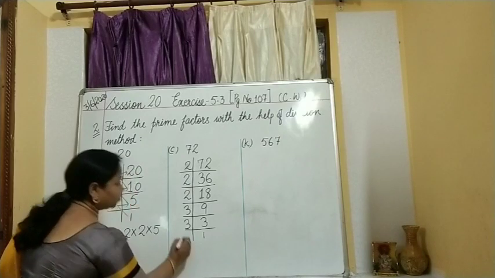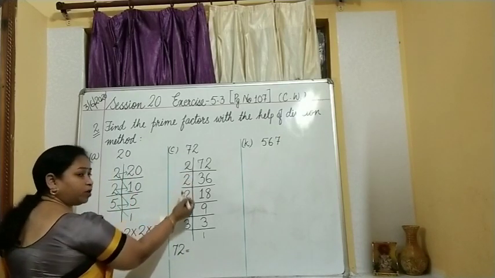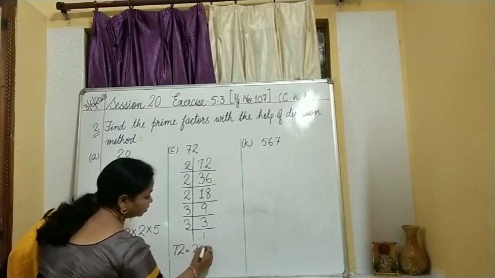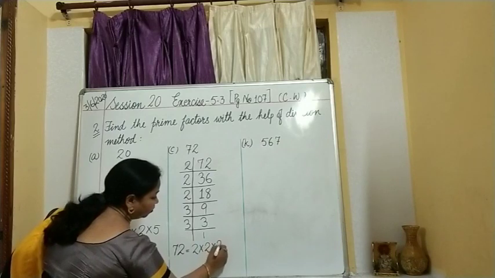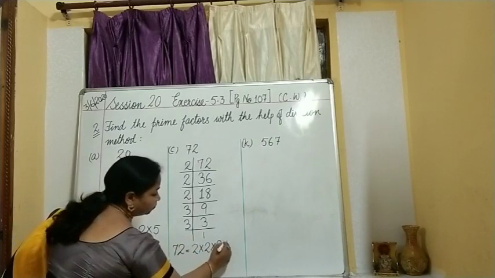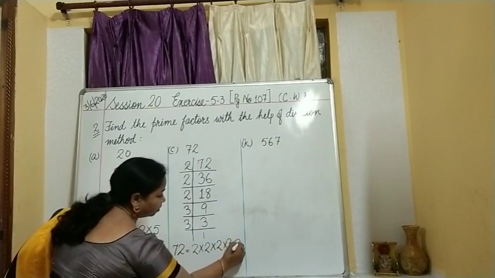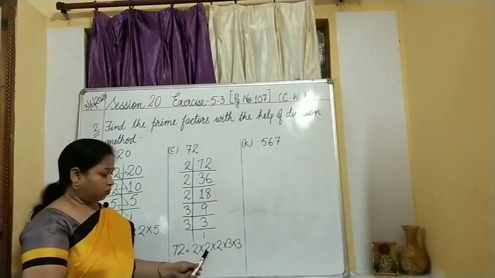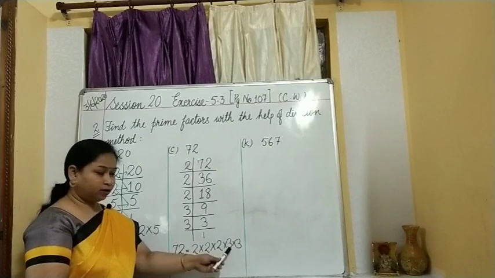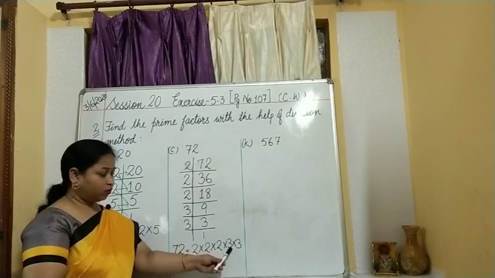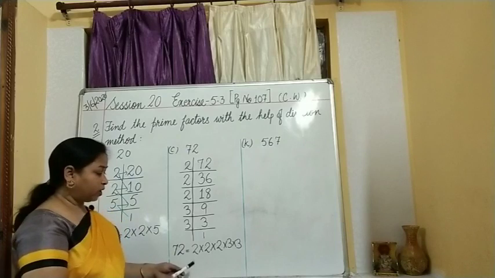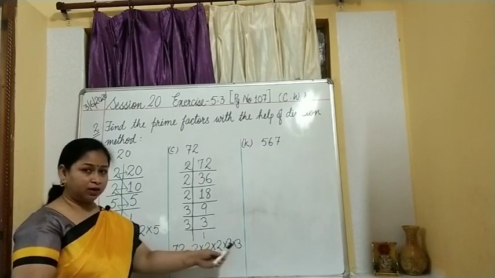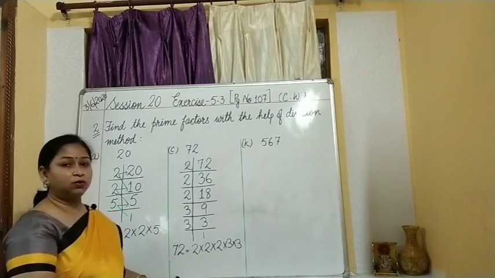Write 72, then write down the prime factors. How many 2s do you have? 1, 2, 3. Copy down all these. Then how many 3s do you have? 2. Copy down. Want to check your answer? You can check. 2 2s are 4, 4 2s are 8, 8 3s are 24, 24 3s are 72. Or you can also check 2 2s are 4, 4 2s are 8. Okay. 3 3s are 9, 8 9s are 72. So here is your answer.